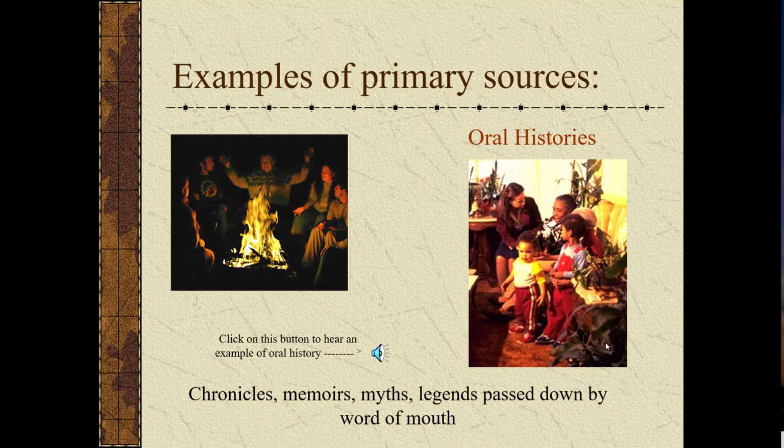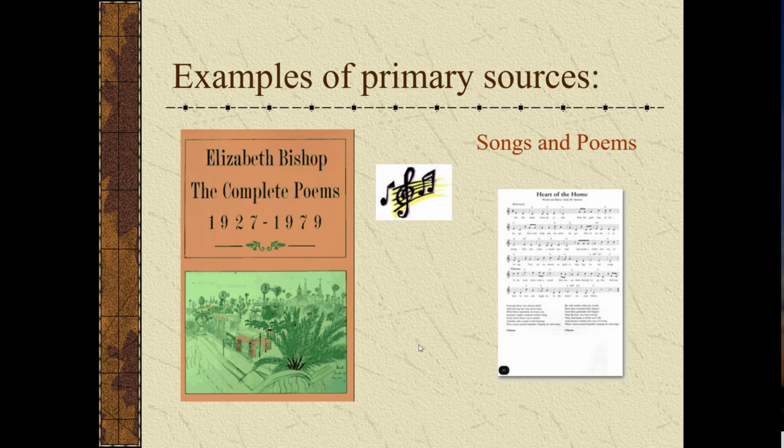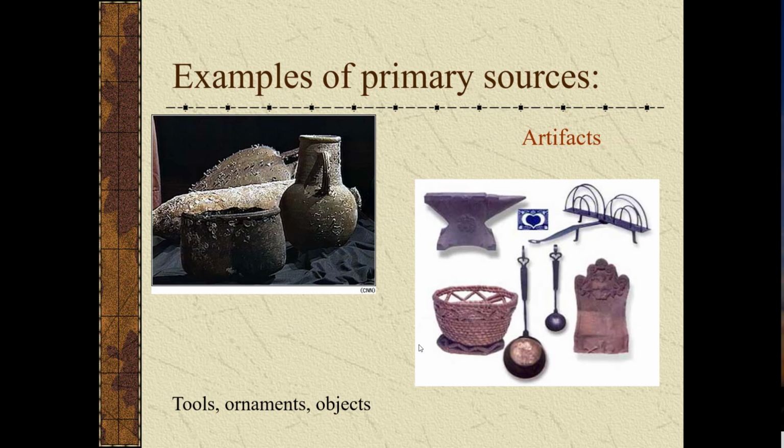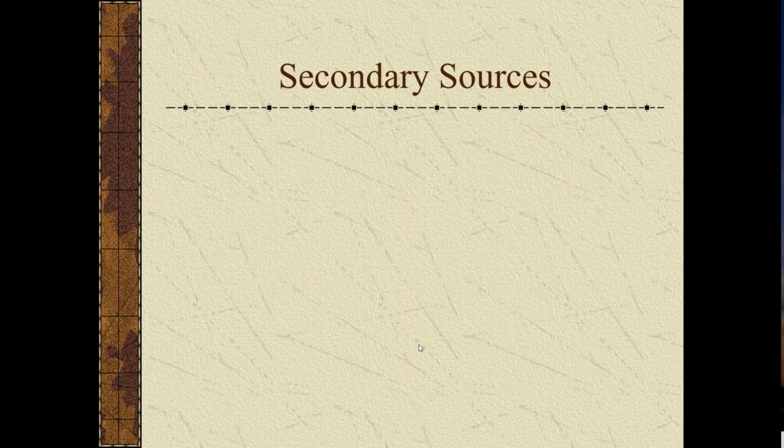And also oral histories like chronicles, memoirs, myths, and legends that are passed down by word of mouth. An example of oral history, specifically, is someone sitting around a campfire telling a story. But primary sources can also be songs and poems. They can be tools, ornaments, or objects.